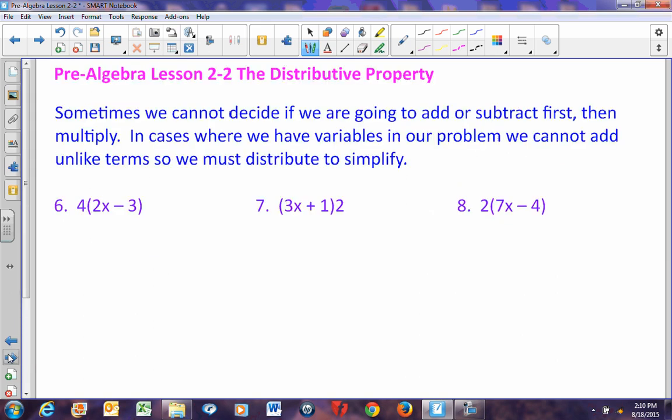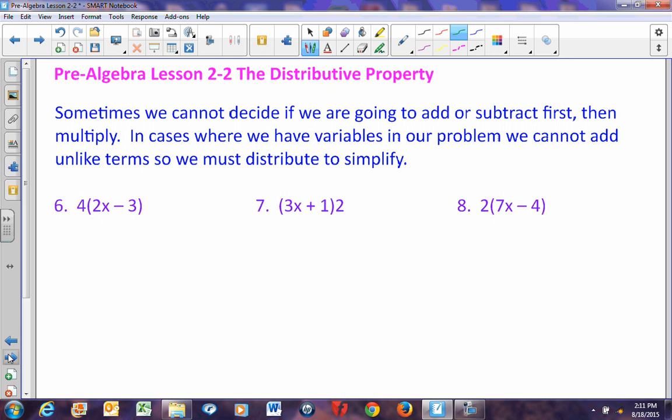Sometimes you can't decide if you're going to add or subtract first, then multiply. In cases where we have variables in the problem, you cannot add unlike terms. So you have to distribute in order to simplify. For example, I look at problem number 6 here. 4 parentheses 2x minus 3. I can't subtract 3 from 2x because they're not like terms. In order to subtract things, they have to have the same variable. This is like saying 2 apples minus 3 bananas. I can't take 3 bananas from 2 apples and get pomegranates or something weird like that.